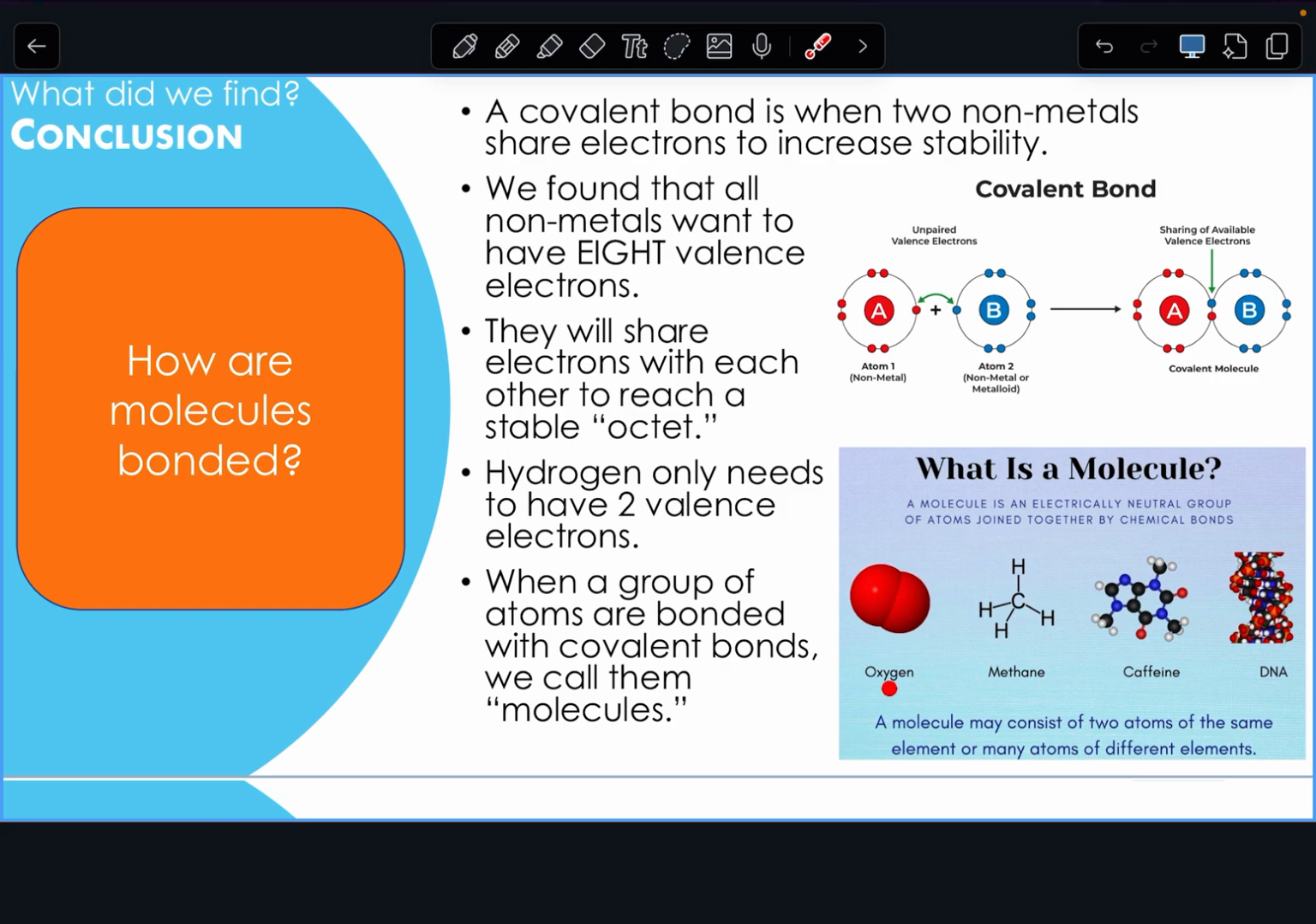So this right here, this is oxygen. It is not a compound. It is an element, but it is bonded together with a covalent bond, so we call it a molecule. And that's just something that I get picky about as far as molecules go. But we learned about this covalent bond and about how they share their electrons in order to get to 8.